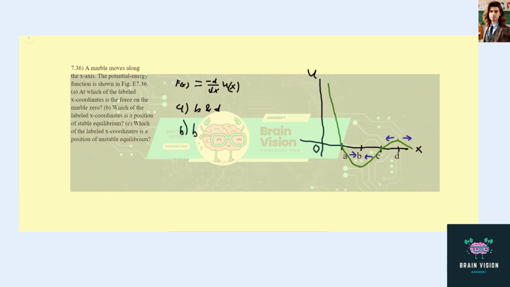Which of the labeled x-coordinates is a position of unstable equilibrium? That's the same discussion I had before, and that's going to be at answer D.